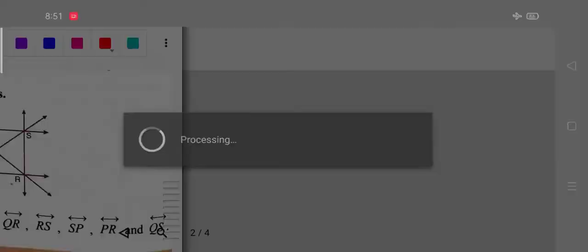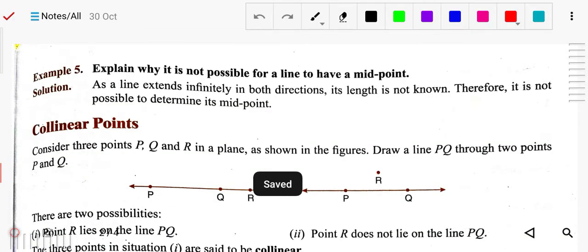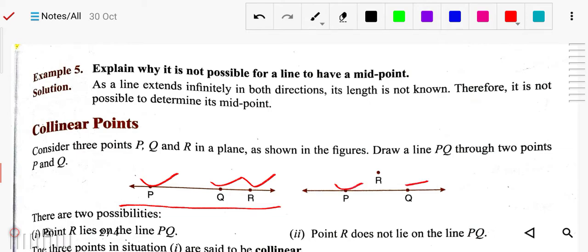Okay, now next is collinear points. So what is a collinear point? Consider 3 points P, Q, R in a plane shown in the figure. Draw a line through these 2 points P and Q. See, here are the points P, Q and R. One line is passing through P and Q only, but this R is not on this line. Okay, so what is the conclusion about collinear?